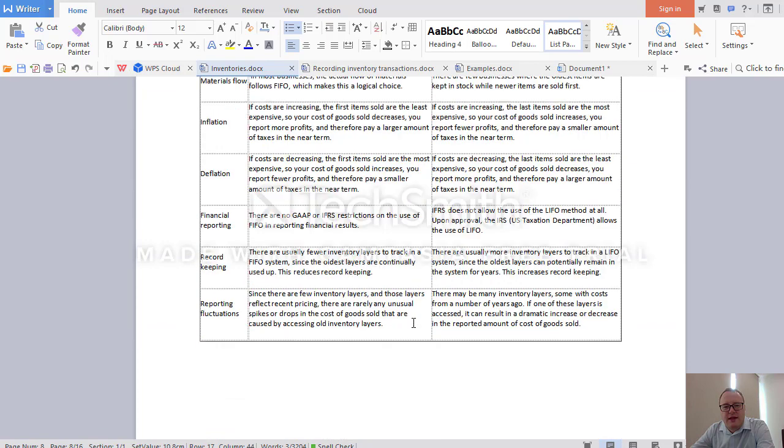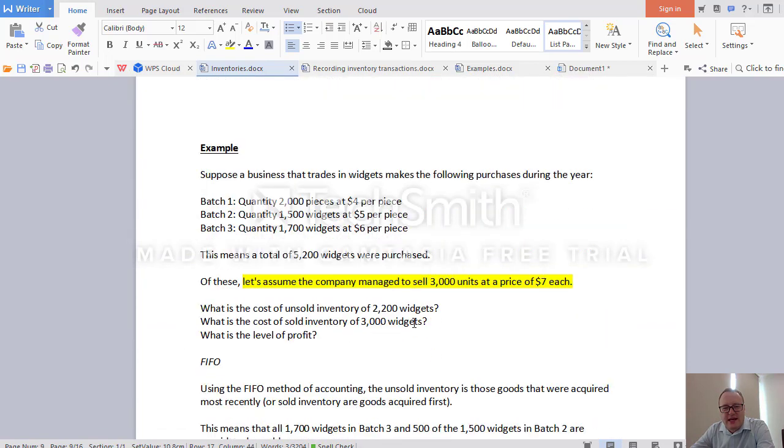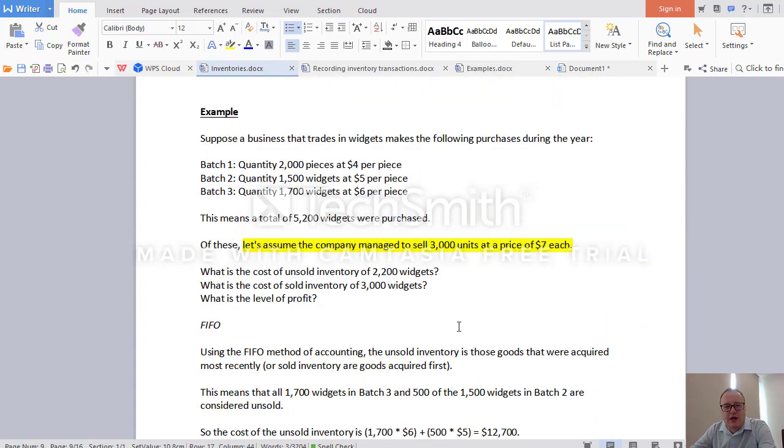And let's look at the example. So suppose you purchase 5,200 items in 3 batches. At $4, earliest one at $4, then at $5 per piece, and then at $6 per piece. So sold inventory 3,000, unsold inventory 2,200.